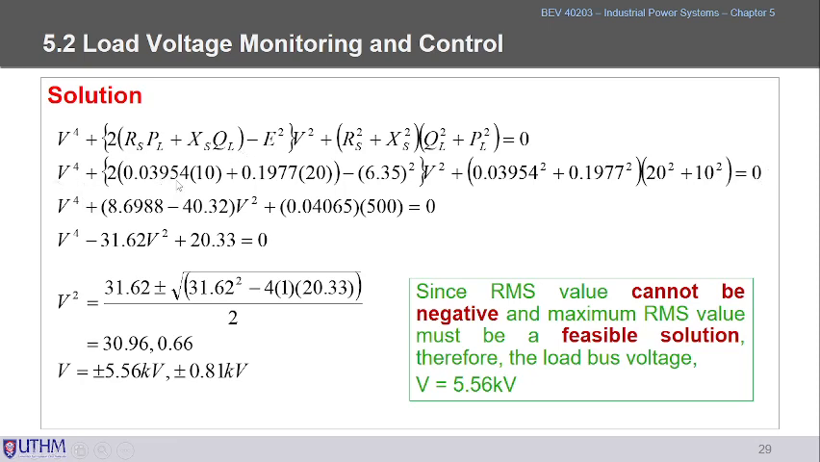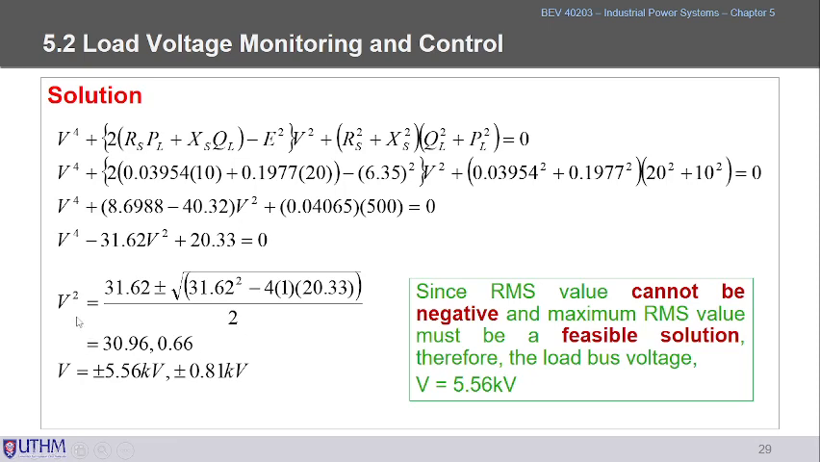Then we solve it and simplify it until we have this. Don't forget V square is our unknown, so we can use the quadratic formula to find V. V square is equal to minus B, and our B is minus 31.62, so minus becomes plus, 31.62 plus minus the square root of B square minus 4AC, divided by 2A, where A is 1 here.